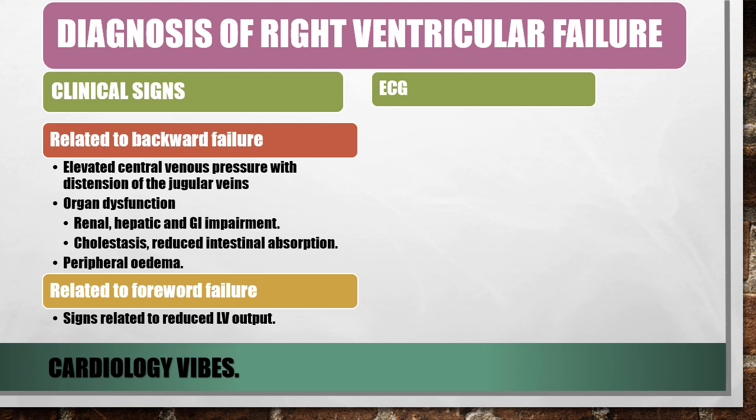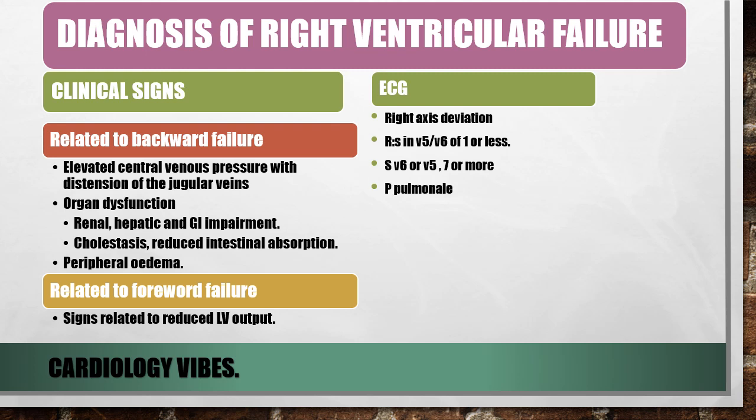ECG is very important in the initial assessment, and the clues pointing to right ventricular failure are right axis deviation, R to S wave ratio in V5 or V6 of 1 or less, S wave in V5 or V6 of 7 mm or more, P pulmonale, and the S1Q3T3 pattern in acute pulmonary embolism. The patient can also have atrial fibrillation or atrial flutter.